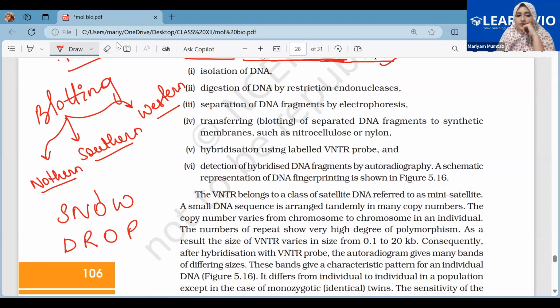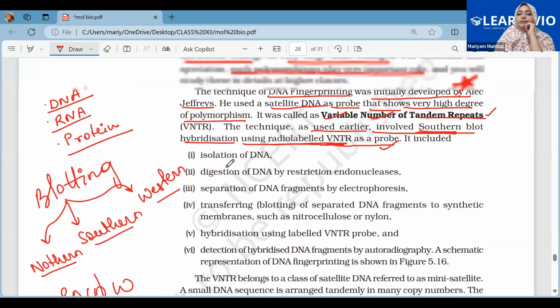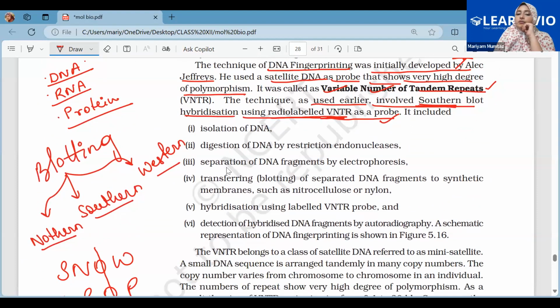You'll write SNOWDROP and cross out the O's, and then you know that southern blotting is for DNA, northern blotting is for RNA, and western blotting is for proteins. Clear to you all? All right. Now coming on to these steps. Let us see what are the steps in the technique of DNA fingerprinting.